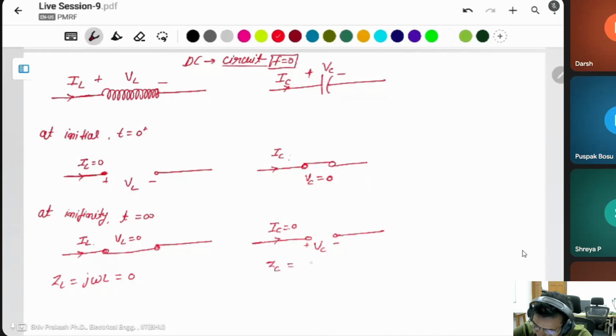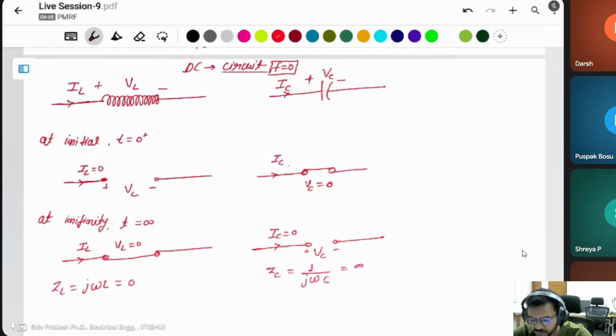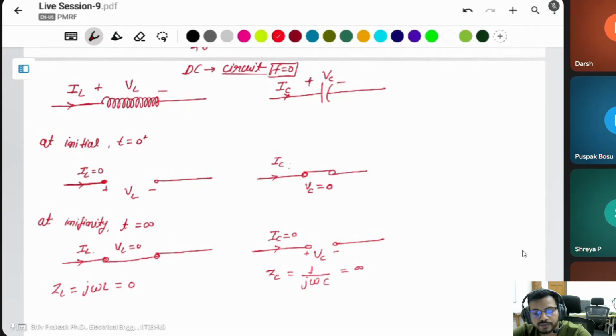With ZC, you know this will be 1 upon j omega C. This will be infinite. Impedance will be infinity. It means the circuit will be an open circuit. This is the assumption. This is the circuit behavior at initial and steady state, like t is equal to 0 plus and t is equal to infinity.